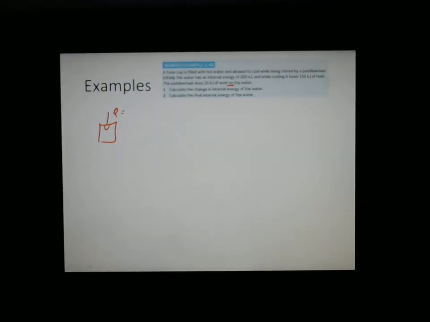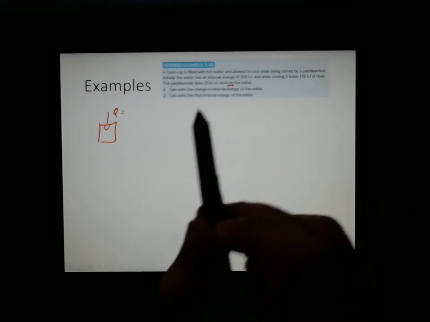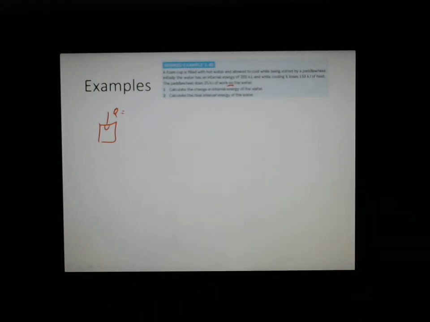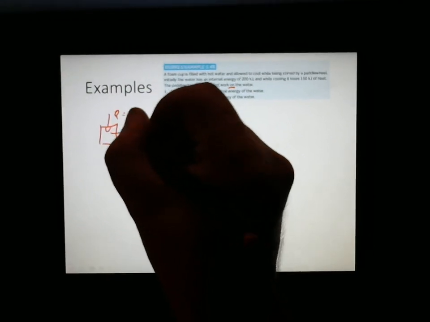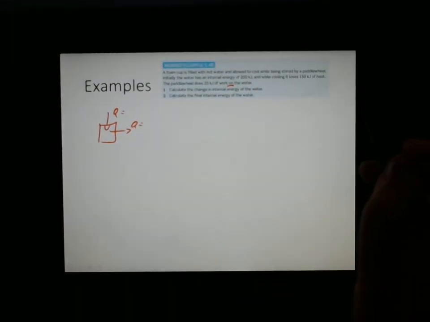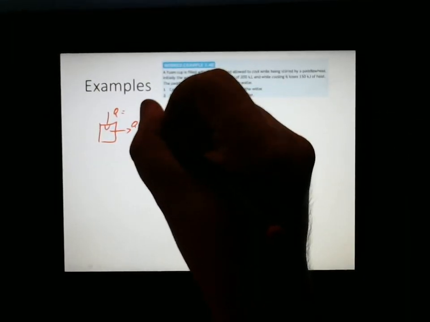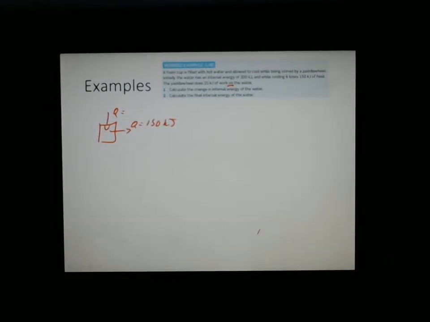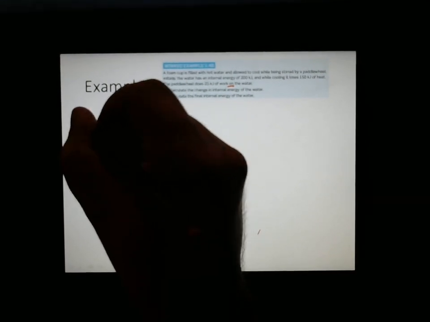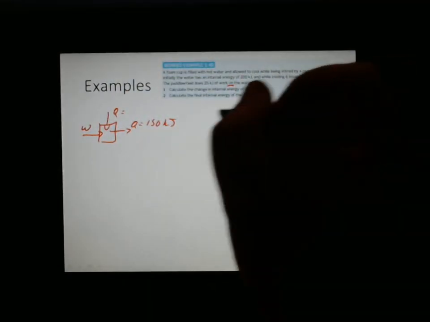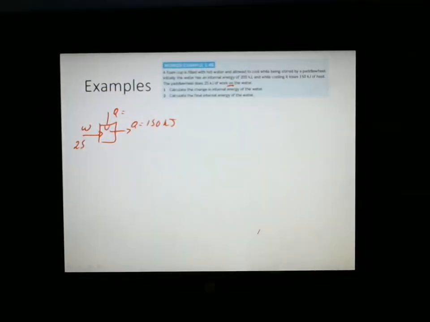Okay, now let's have a look. Initially, there's an internal energy of 200 kilojoules, so we have to give it some amount of energy in, but there's nothing else here saying how much energy is going into the system. Here, our Q out, it says it loses 150 kilojoules of heat. But the paddle wheel does some work in. So our work in is 25 kilojoules.